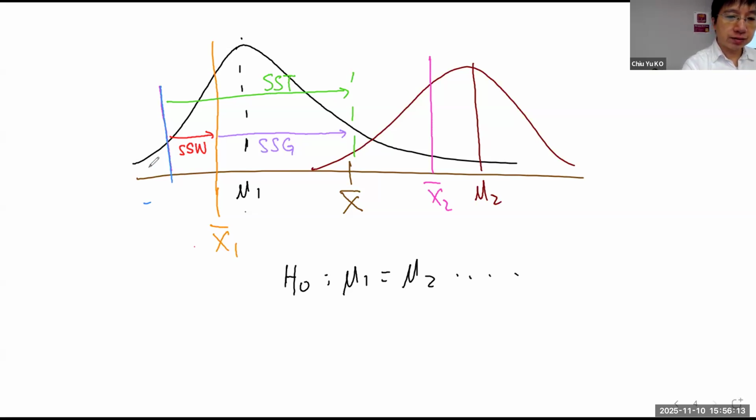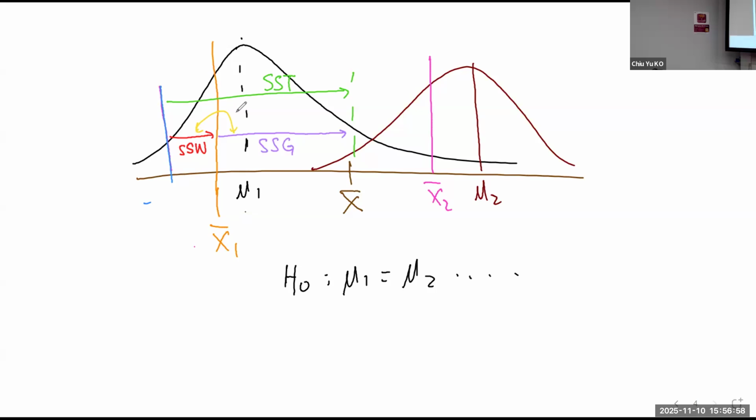These two variances, the variance calculated from these two, should be very similar, should be the same. This should only be capturing the variation, right? If SSG is super large, then they must be different due to the different location. Let me repeat this statement. If mu1 and mu2 are very different from each other, then SSG will be much larger than SSW, right? Because SSG is looking at the mean of each group compared to the overall mean, if they are very far apart.